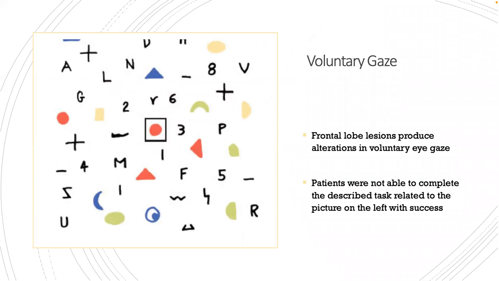Okay, voluntary gaze. A number of studies have shown that frontal lobe lesions produce alterations in voluntary eye gaze. In one study, patients were presented with a screen that had 48 patterns that could be distinguished either by shape, color, or both. The picture here on the slide represents that. They were given a warning signal, at which point a duplicate of one of the 48 patterns appeared in the box at the center of the array.